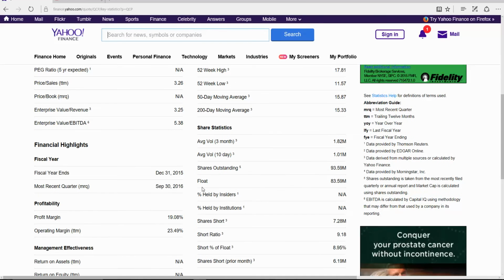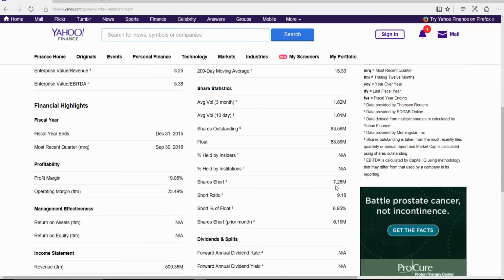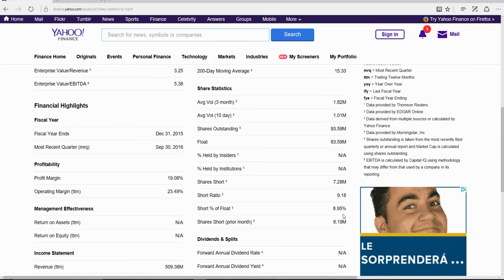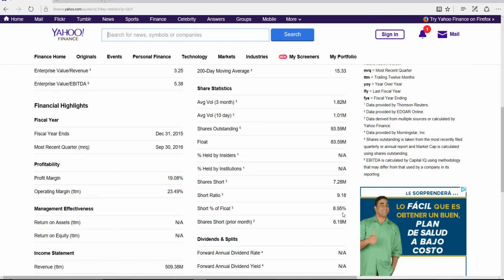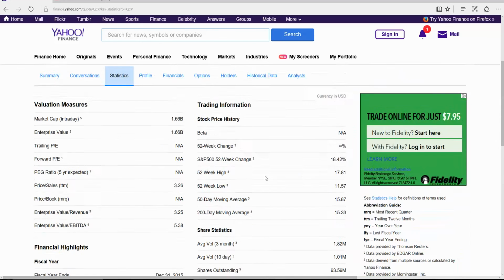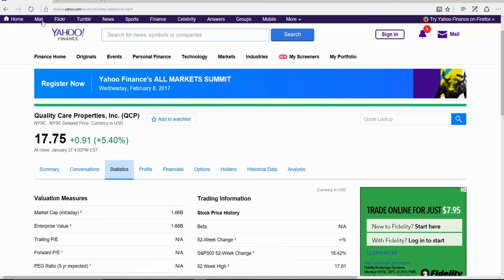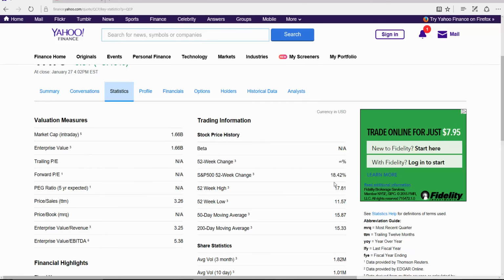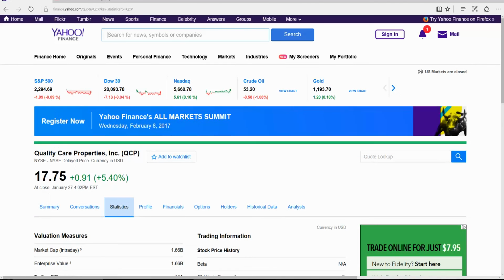Okay, it has a float of 83,059,000 shares. All right, it has 7 million shares available to short, and 8.9% of the stock has people shorting it currently. All right, so if the 52-week high is 17.81 and it's at 17.75, what do you think is going to happen, guys? That more than likely it's going to give back a lot of those gains.